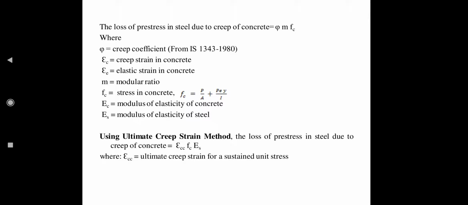And when ultimate creep strain is given, then the formula changes. When ultimate creep strain is given, then the loss due to creep of the concrete is equal to epsilon cc fc into Es, where epsilon cc is the ultimate creep strain for sustained unit stress, fc is the stress in concrete, and Es is the Young's modulus of steel. So we can calculate the loss of pre-stress due to creep of concrete in two ways: when the creep coefficient is given, and by using the ultimate creep strain method.